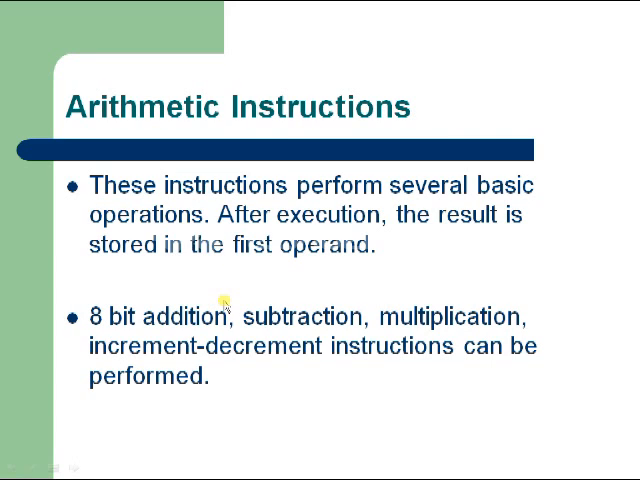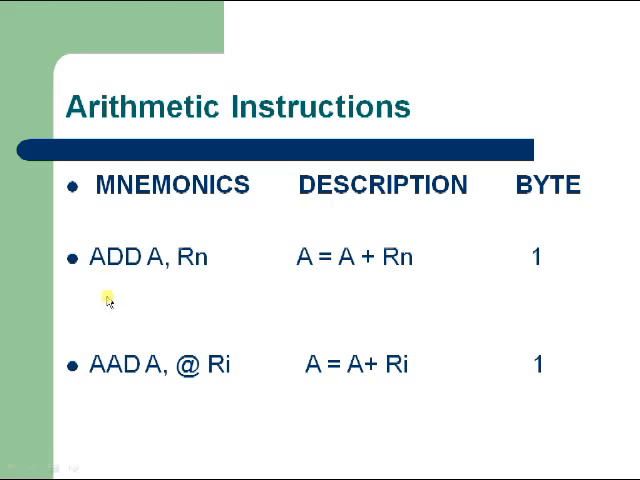And next we have arithmetic instructions. Now these instructions will perform some operations, and after execution the result is stored in the first operand. Like these instructions will perform addition, subtraction, multiplication, division. Okay, let us see those instructions. So ADD A, Rn: contents of Rn and A are added, and again the result will be stored inside the destination. Here this position would be considered as the destination.